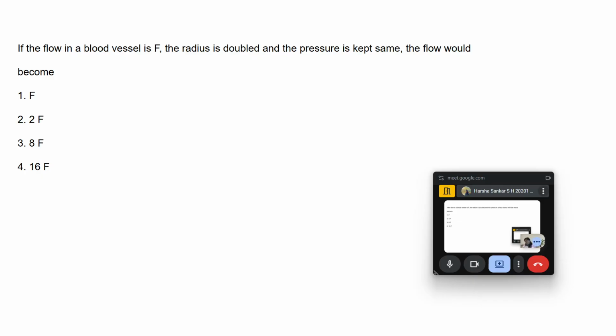So what is the correct answer? At 7:10, we'll discuss the answer. So correct answer is option 4. Okay, 16F. How it came, I will show.